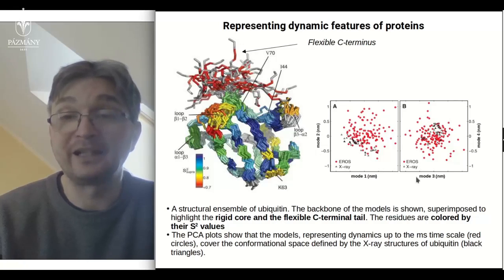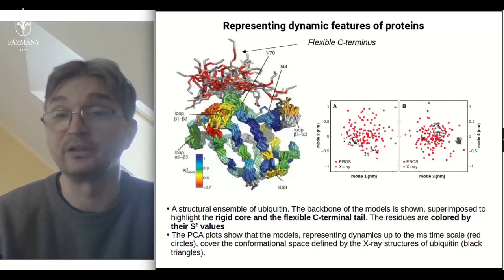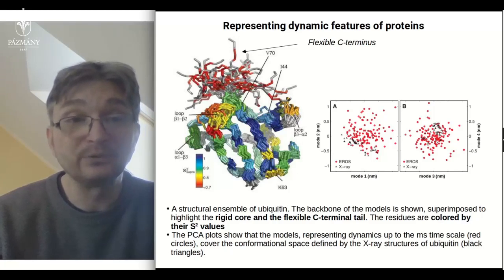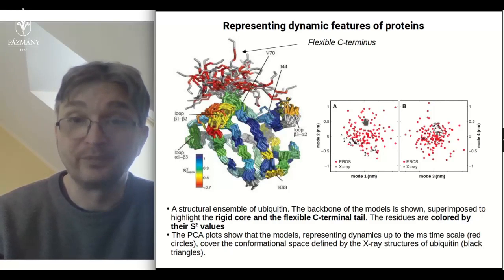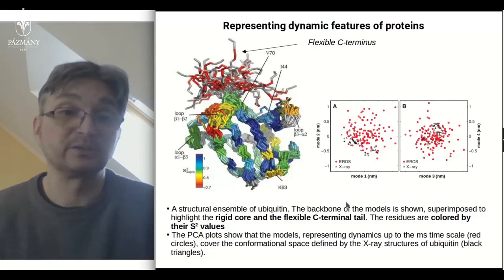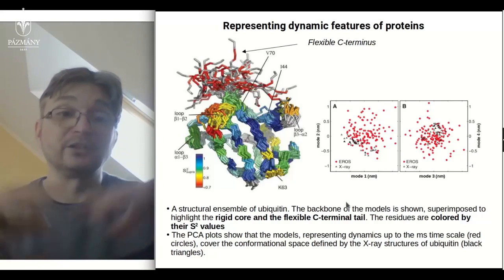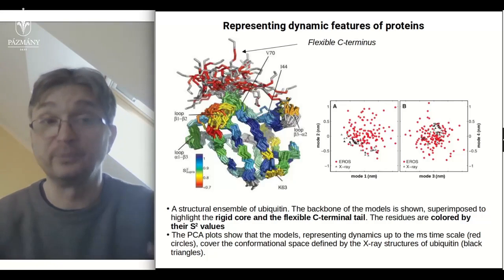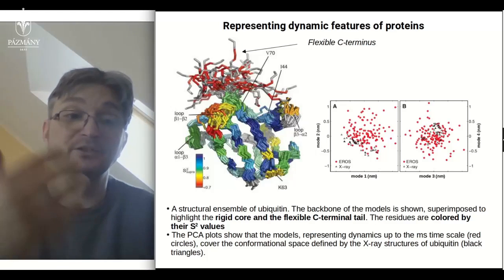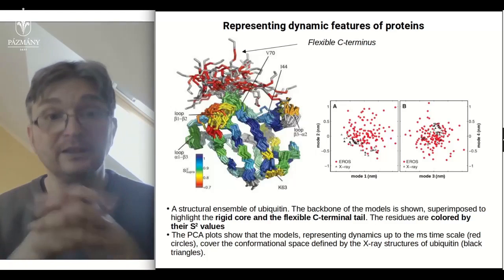And again, we have a principal component analysis here, along the first 4 components, 1, 2, 3, 4. The red dots correspond to this ensemble-based representation, and the black triangles correspond to X-ray structures of ubiquitin. The purpose of this plot is to show that the conformational space explored by the solution state dynamics of ubiquitin covers the conformational space represented by the known X-ray structures of ubiquitin. And this has biological consequences in terms of binding.